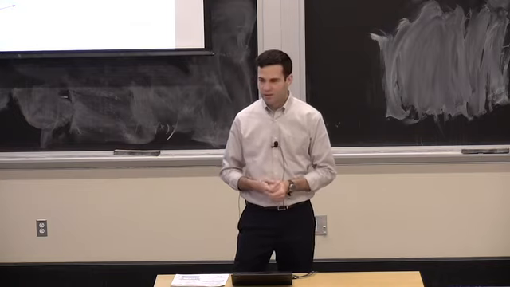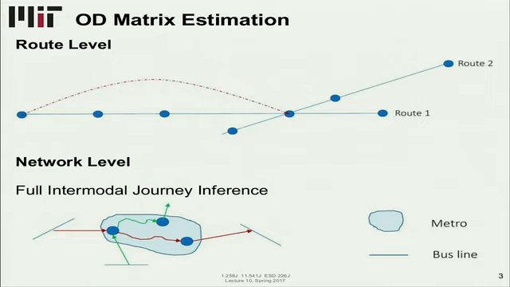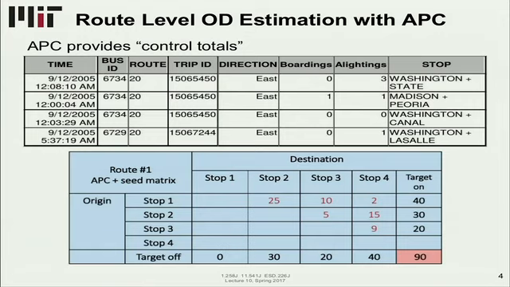So we want network level. So we go from unlinked trips to linked trips. That's part of what we want to do. At the network level, we are looking at all the buses and the rail system. We'll look at both kinds of OD matrix estimation in this lecture. And let's start with one of the simpler cases.